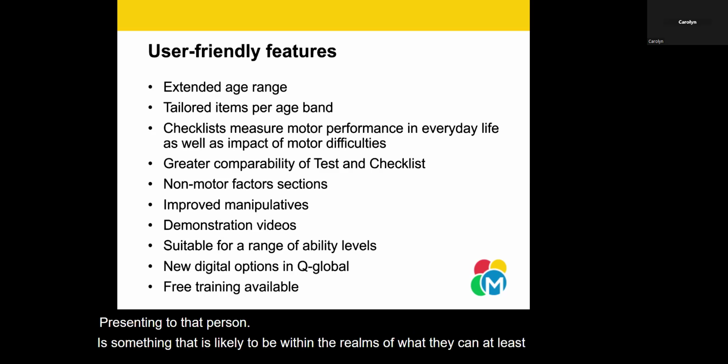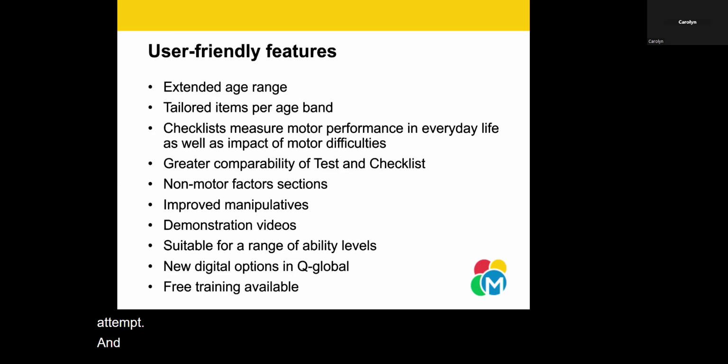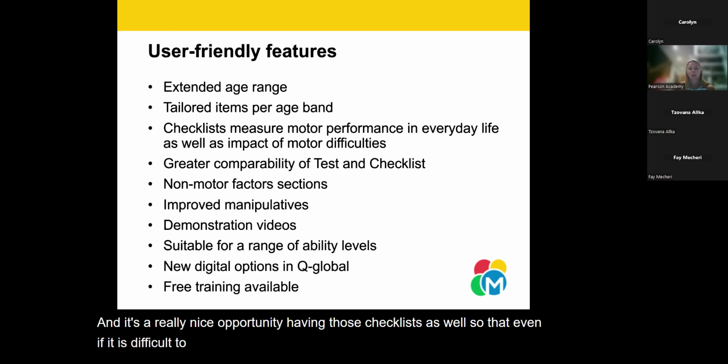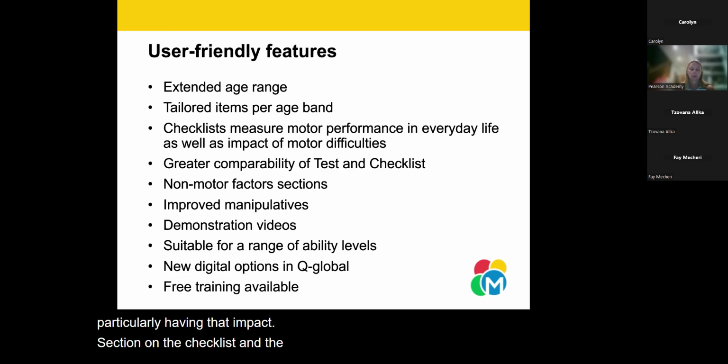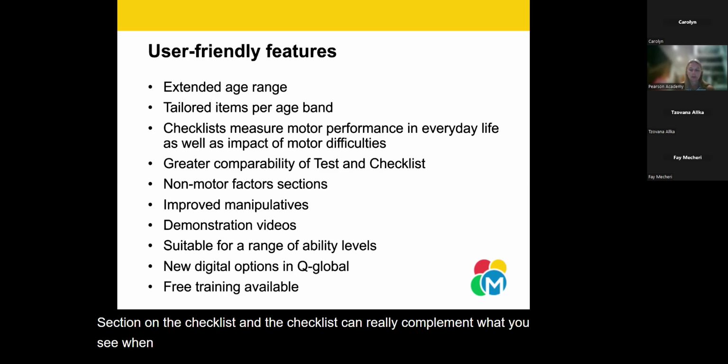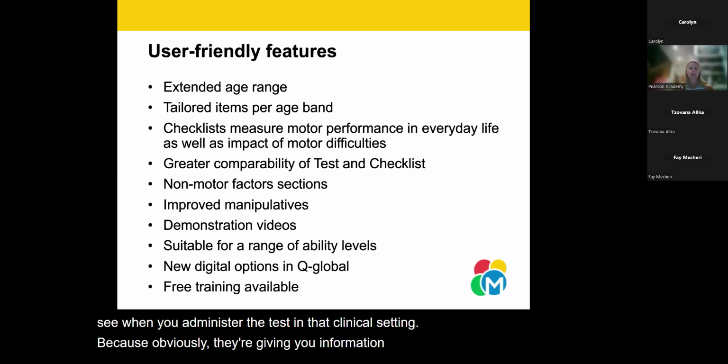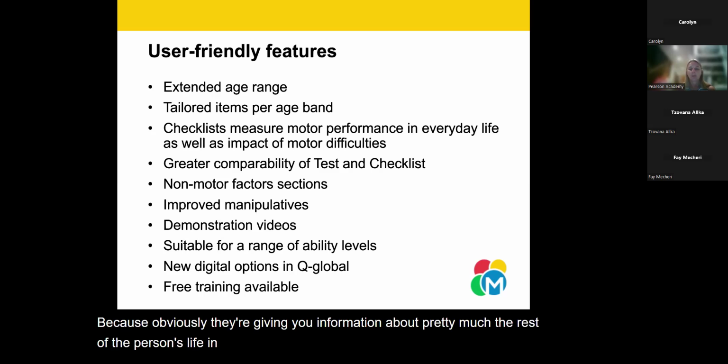at least attempt. And it's a really nice opportunity having those checklists as well, so that even if it is difficult to assess that individual on the test, you've got the option to look at their motor performance in everyday life by using the checklist, and particularly having that impact section. The checklist can really complement what you see when you administer the test in that clinical setting, because it gives you information about pretty much the rest of the person's life, the time that you didn't get to see them in their natural environments. So the two complement each other really nicely.